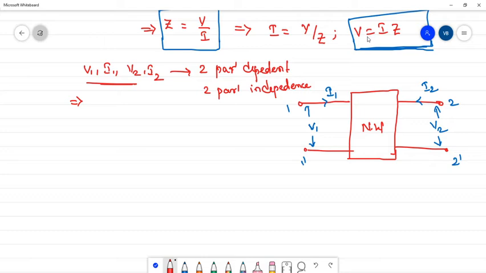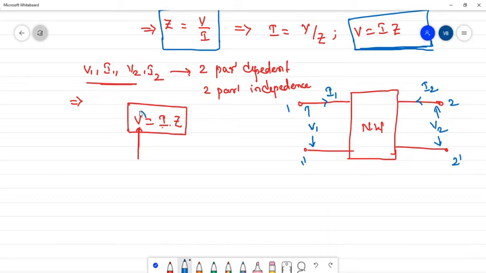You already know this formula, that is V is equals to I into Z. In this format, we are going to define the impedance parameter. You can observe here V. What is V? V is a product of current into impedance. Nothing but V is depending upon, here we have V1, I1, V2, I2, current as well as voltage.